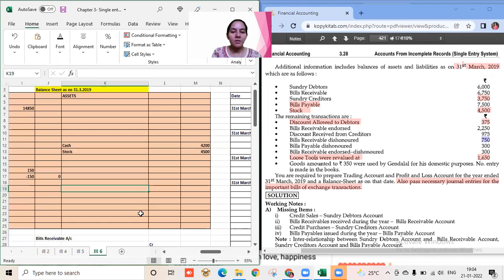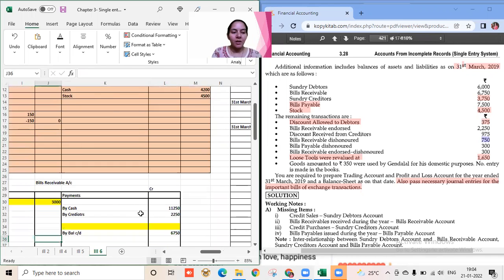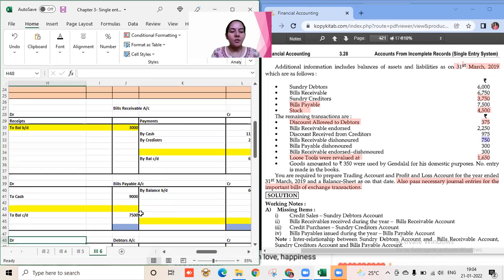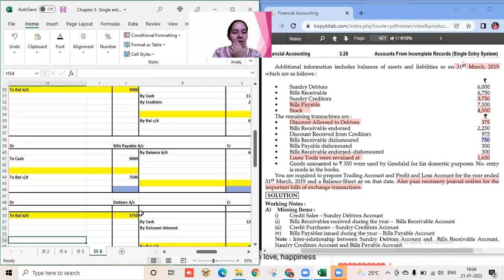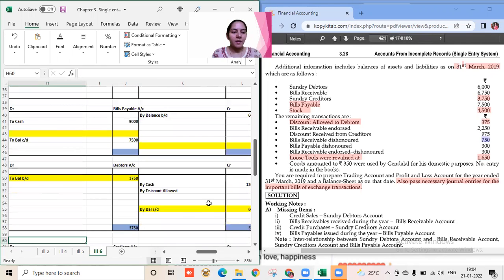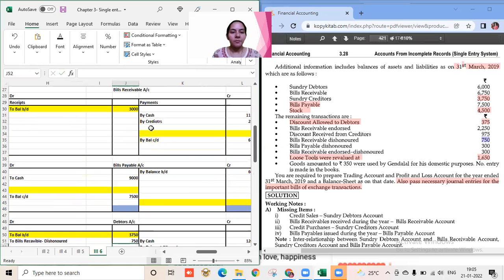So go to the debtors account debit side. Debtors account is debited, bills receivable is credited. So go to the debtors account debit side. Right here, To bills receivable, with a dash write dishonored. Amount is 750. Second impact. Go to the bills receivable account credit side.